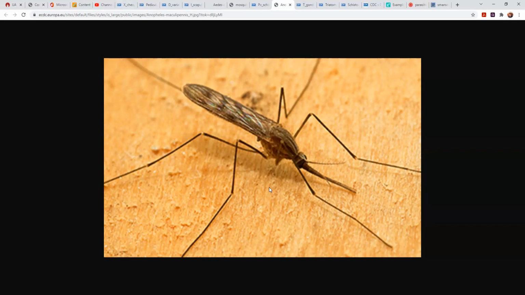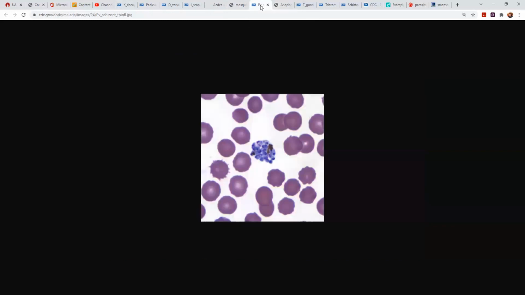So we have Aedes that's black and white. We have Anopheles that's dark brown with this stripe on its thorax. And then with Lab 25, we're going to look at Culex. You'll notice it's a light brown color compared to these other two. So that's Anopheles. Now I'm going to go back to Plasmodium vivax.